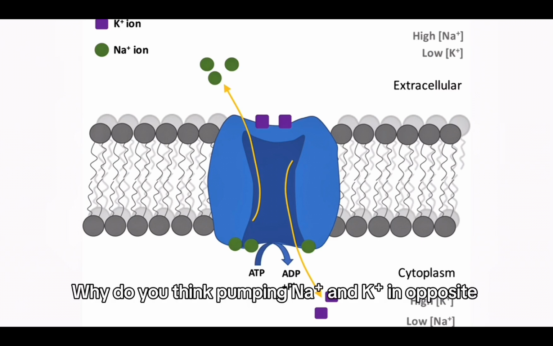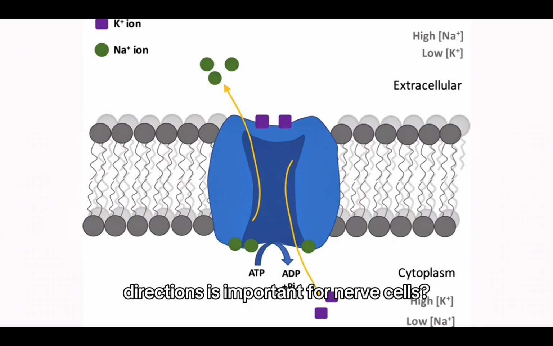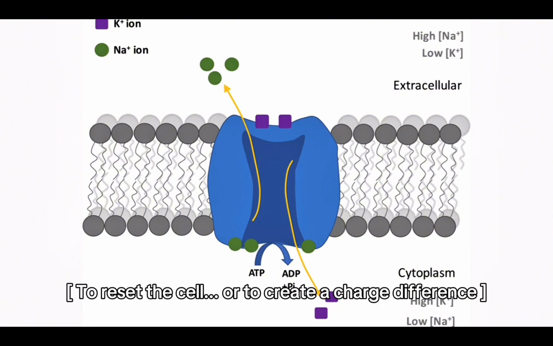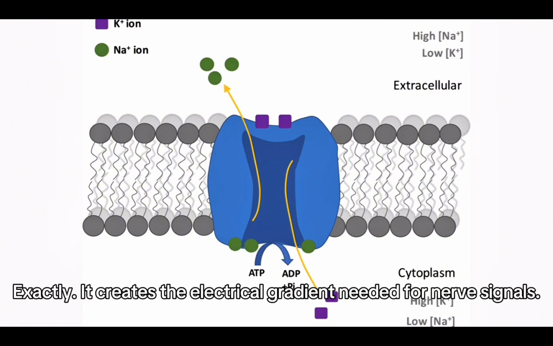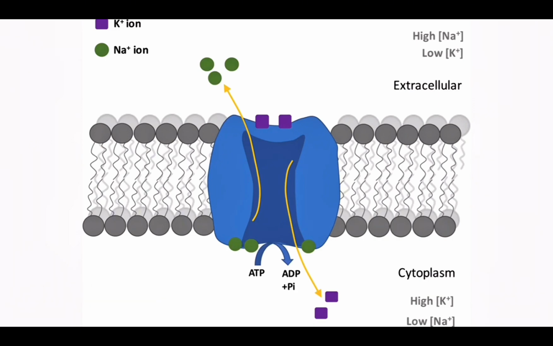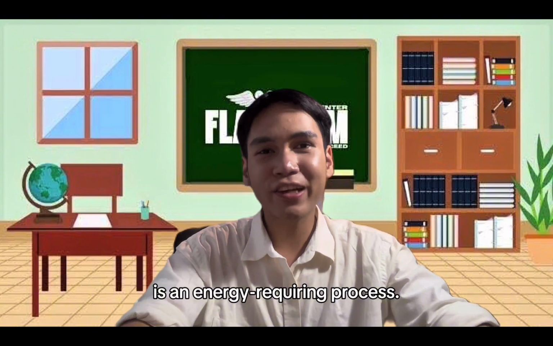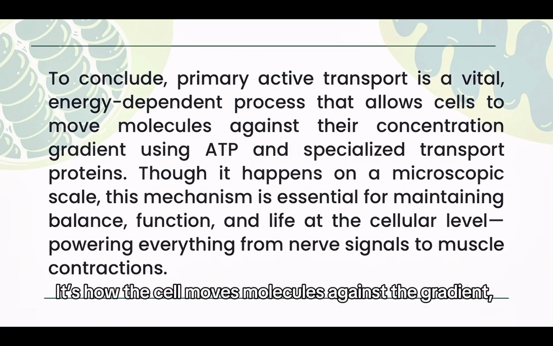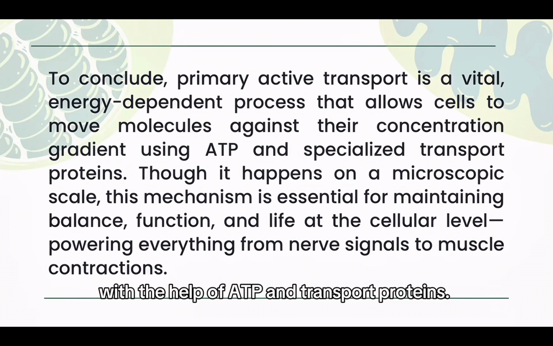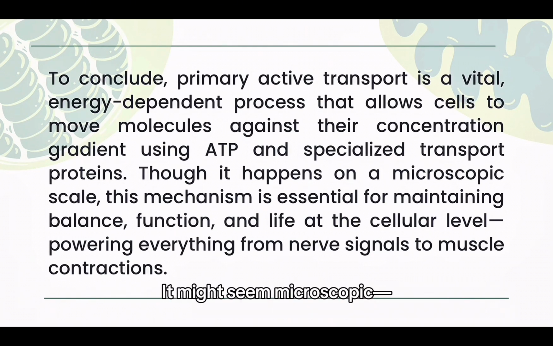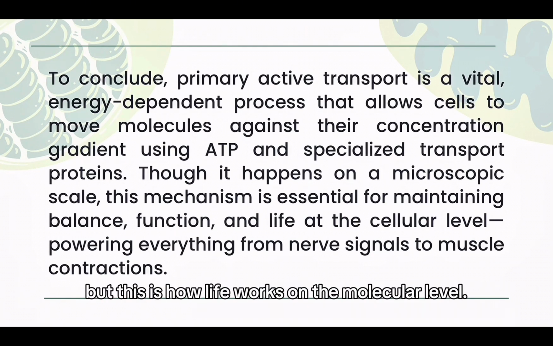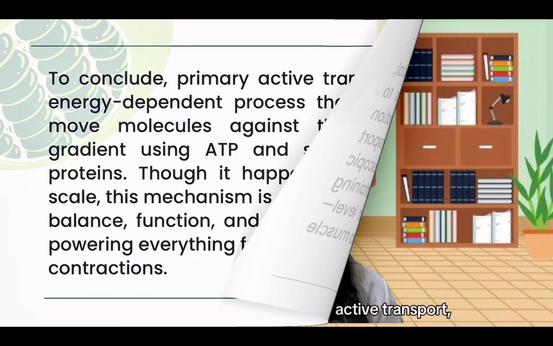Why do you think pumping sodium and potassium in opposite directions is important for nerve cells? Exactly. It creates the electrical gradient needed for nerve signals. So remember, primary active transport is an energy-requiring process. It's how the cell moves molecules against the gradient with the help of ATP and transport proteins. It might seem microscopic, but this is how life works on the molecular level.